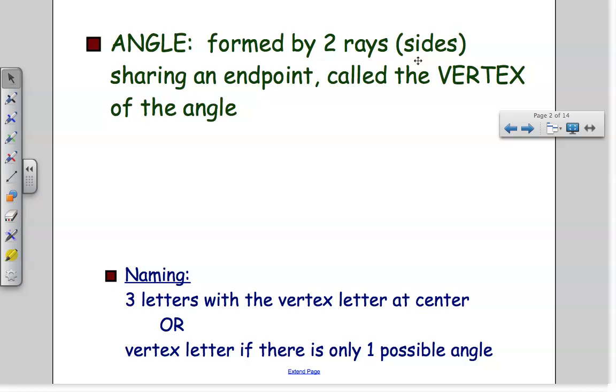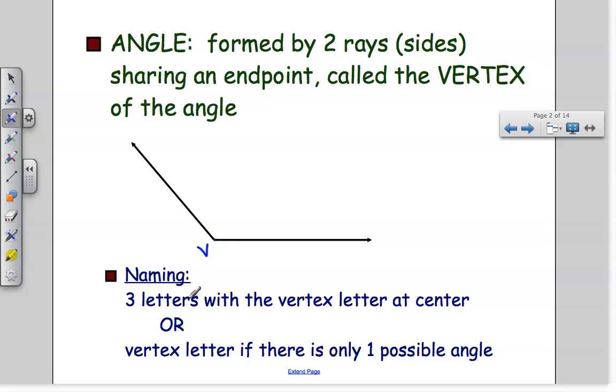An angle is formed by two rays. Remember that a ray has one endpoint and goes on forever in one direction. So I have two rays creating this angle. Those rays are the sides of the angle. The rays have to share an endpoint, and this is like the most important point of the angle. This is the vertex of the angle. I'll label it V, so we're familiar. That is the vertex of my angle, again formed by two rays that go on forever.